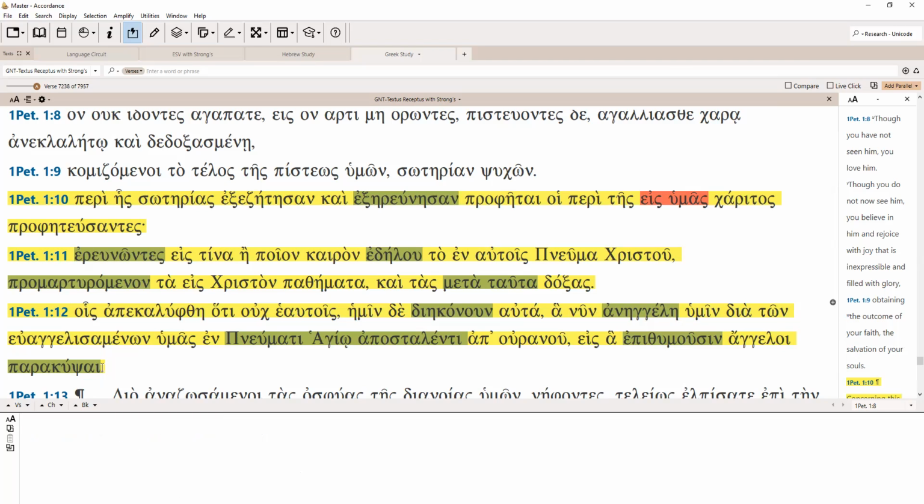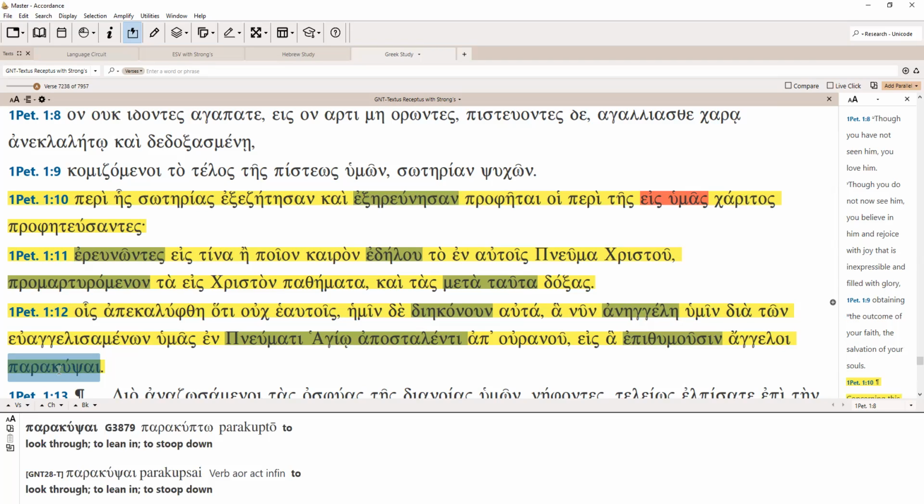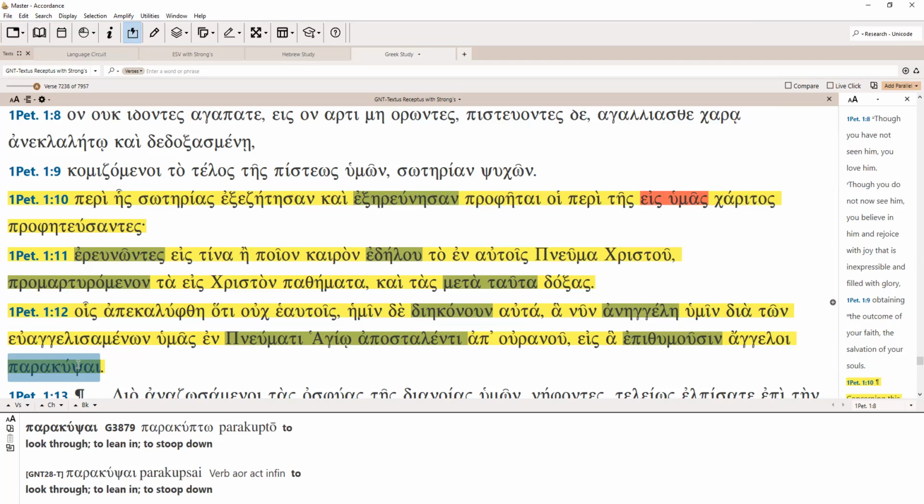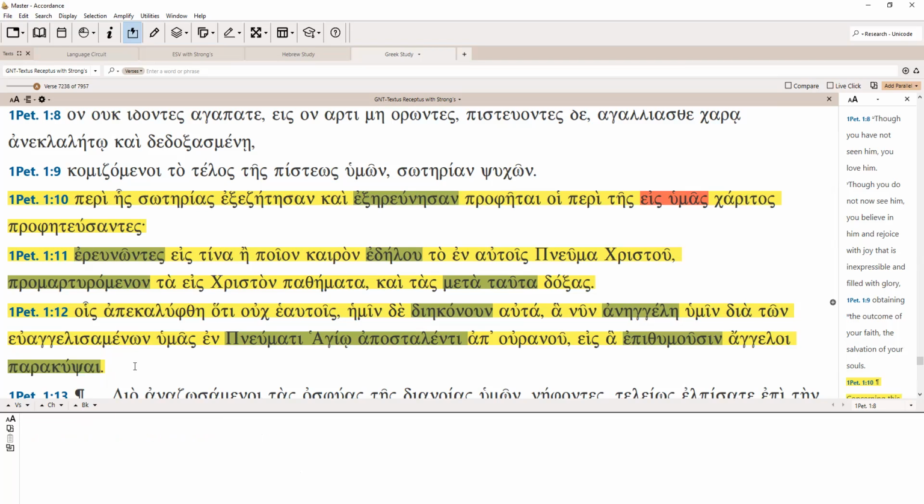We have para and kupto. Kupsai comes from kupto, and kupto means to bend forward. So you could say to bend forward at something. And so this we translate as to look through, to lean and look closer, take a better look at. So that is all for verses 10 to 12, the parsing. Here we can take a look at the English translation.